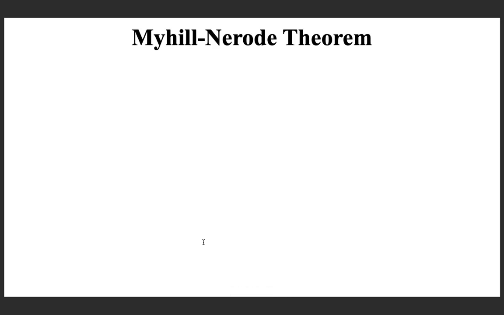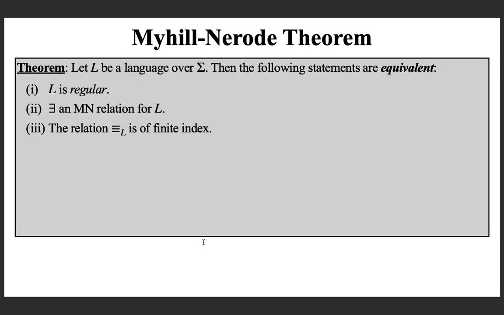Now we can state and prove the Myhill Nerode theorem, and this is the theorem. If L is a language over an alphabet set, then the following 3 statements are equivalent: saying L is regular, or saying that there exists an MN relation for L, or saying that the canonical equivalence relation is of finite index. All these are equivalent statements is what the Myhill Nerode theorem is claiming.